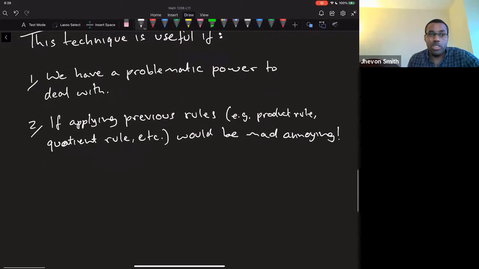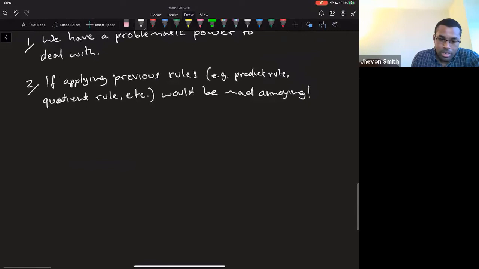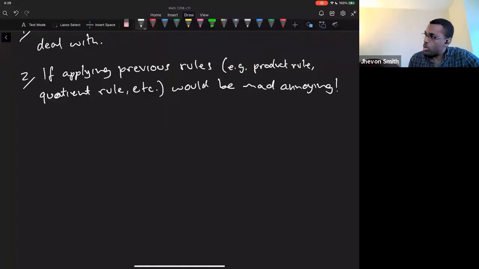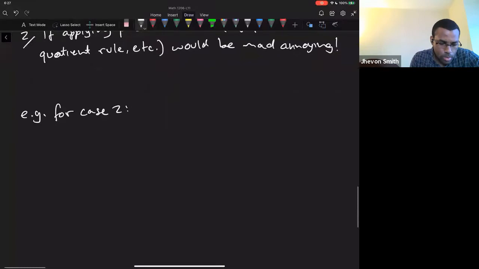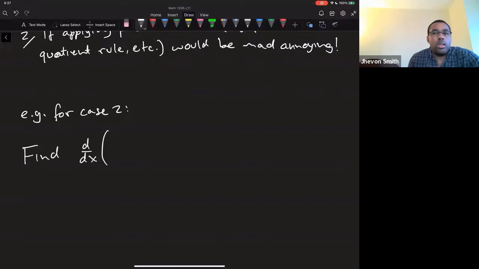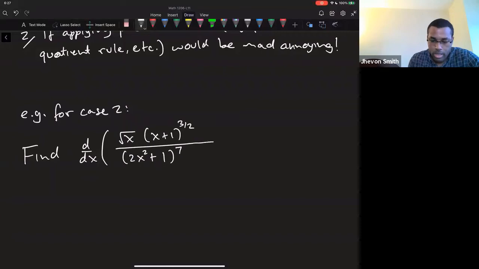Let me give you an example of the second part. It's not something with a problematic exponent, but it's something where you wouldn't really want to do it the way that you've been doing things because it would be really, really annoying. So example for case two. Find d dx of something like x to the radical x times x plus 1 to the 3 over 2, divided by, say, 2x squared plus 1 to the 7th. I could throw in something else here just for good measure, e to the 2x, right? So let's say you wanted to do that.